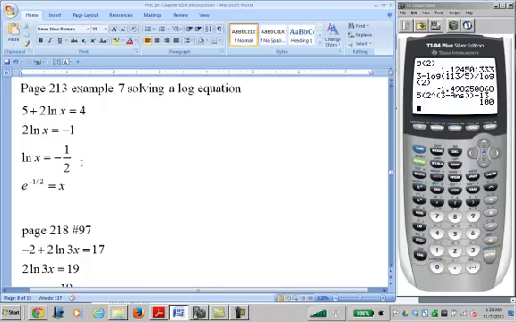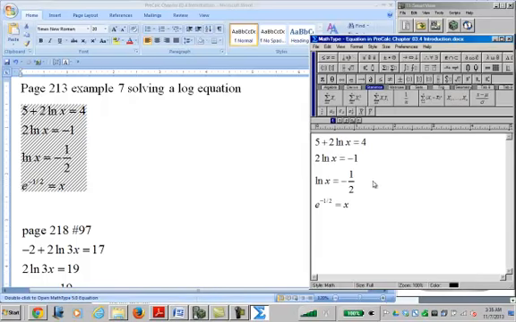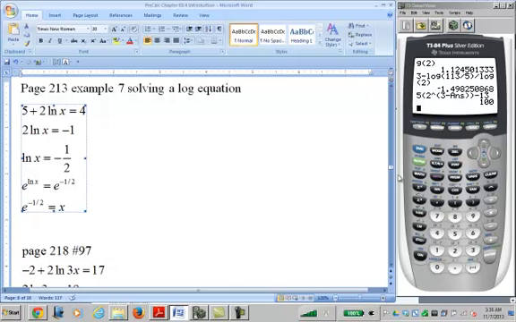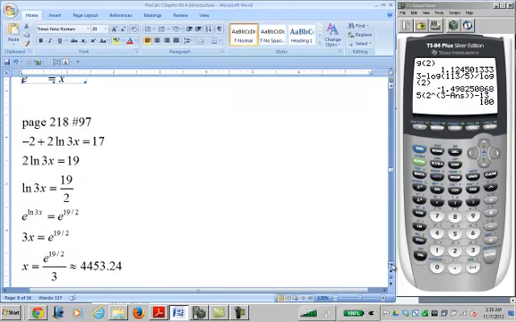Let me put that step in. Okay, there's that missing step. All right. So x equals e to the negative 1/2. I haven't bothered putting that. You can do that yourself in the calculator and then check it.